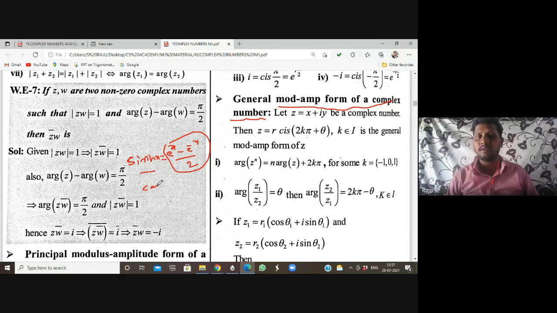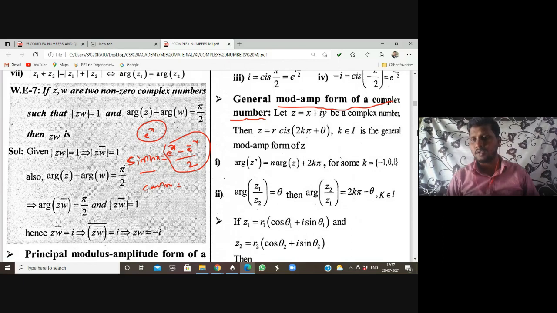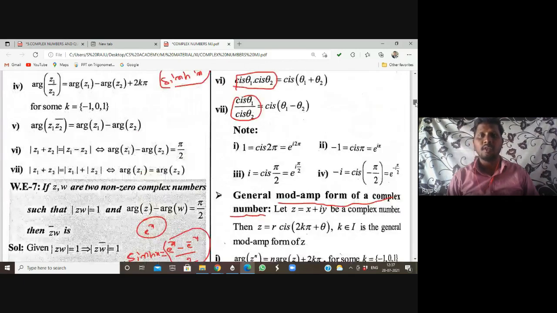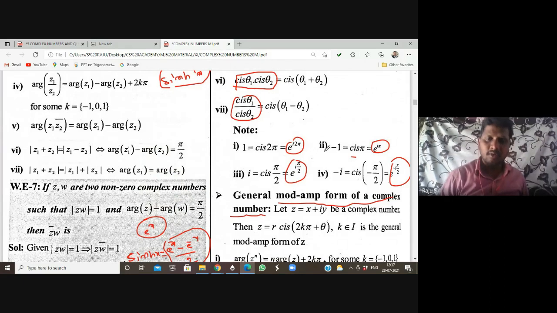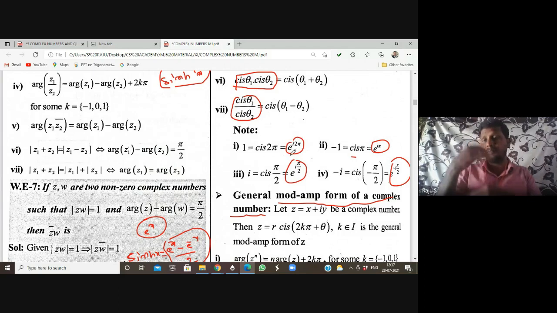Sir, even here e is Euler's number, sir? Yeah, here Euler's number in complex numbers. In complex numbers, we are using e power i 90, e power i 360, e power i 180, e power minus i 90. Like these are all called Euler's. Euler's theorem is there, in which we can represent in terms of e power i theta.